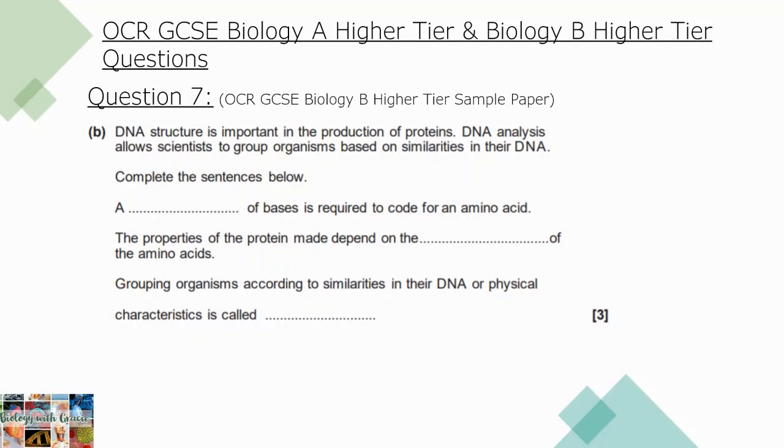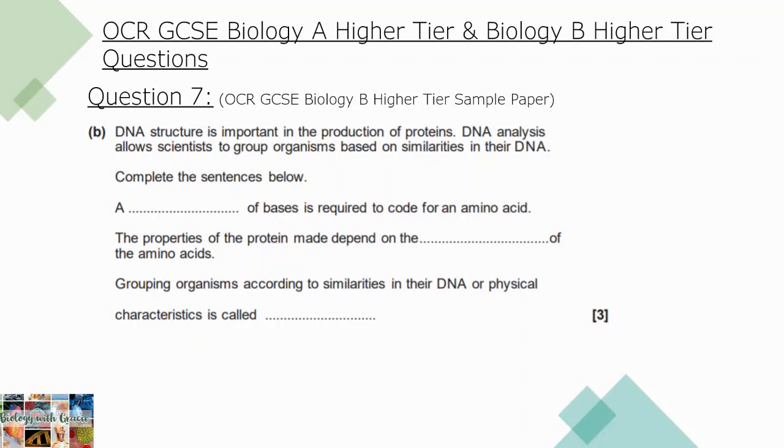And then the second sentence, the properties of the protein may depend on the blank of the amino acids. So we know that it's in fact the sequence of amino acids which determines the specific protein produced, and therefore the properties of the protein. So therefore our answer is sequence of amino acids.